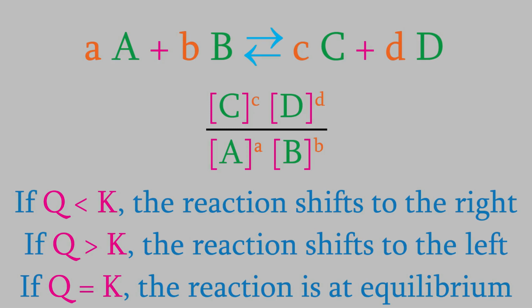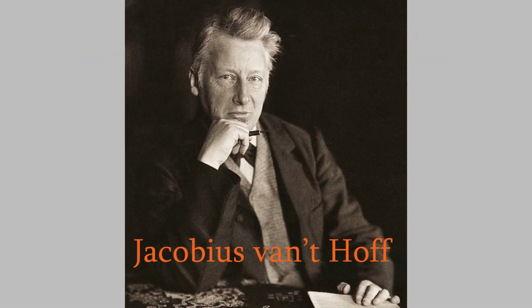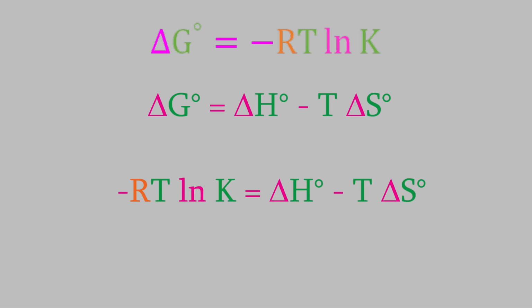The connection between the equilibrium constant and the Gibbs free energy allowed the Dutch chemist Jacobus van 't Hoff to derive one more very useful equation. From the previous video, we have this equation for the standard Gibbs free energy. And from video 28, we also had this one. If we set those two equations equal to each other, we get this. Let's solve for the logarithm of K by dividing both sides by negative RT, which gives us this equation.